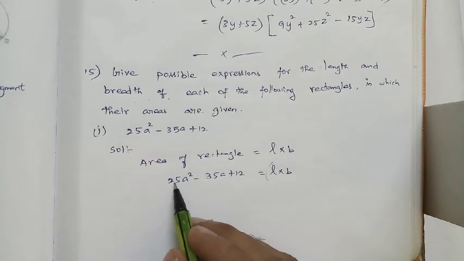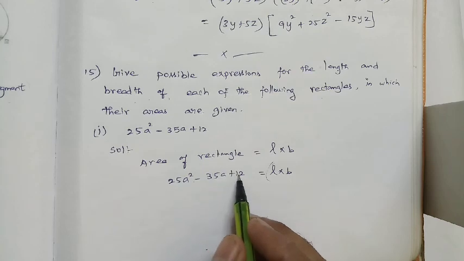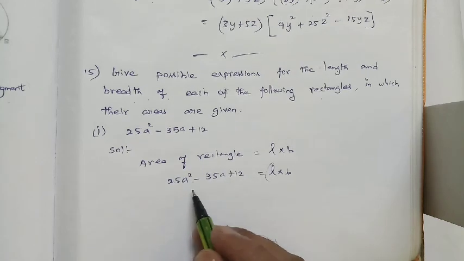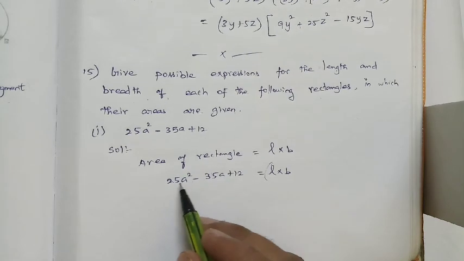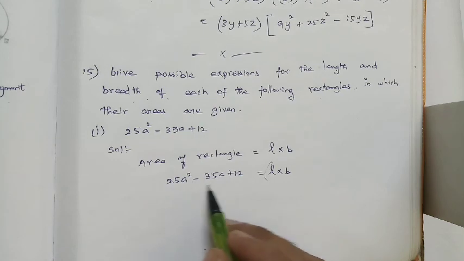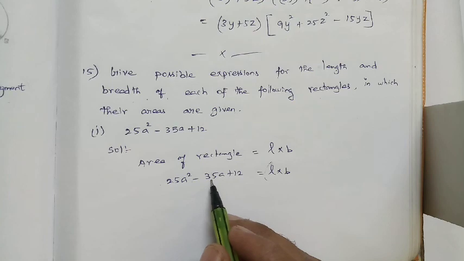See the LHS, 25a square minus 35a plus 12. Which identity will be suitable? First we want to check all the three terms. Among the three terms, the second term is minus, so only the a minus b whole square identity is possible.